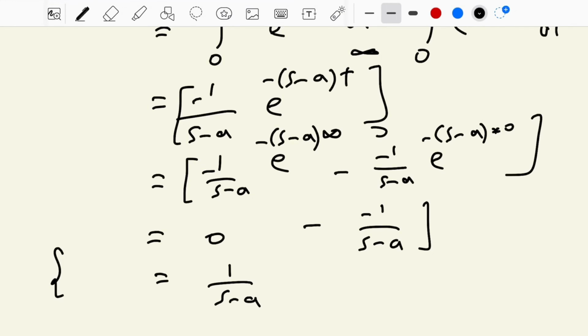So the Laplace transform of e to the power at equals 1 over (s minus a).